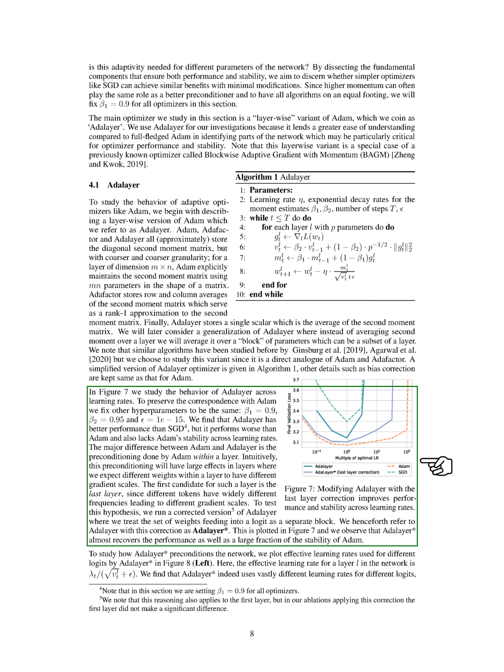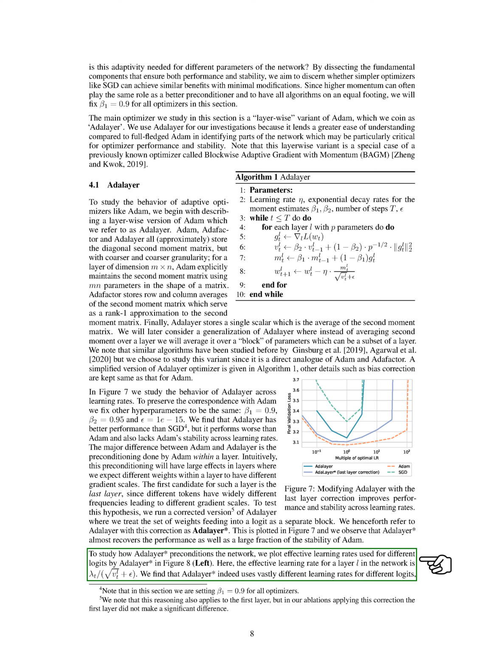To test the impact of this preconditioning, we introduce a corrected version of Adalayer, denoted as Adalayer*. This corrected version focuses on treating the weights feeding into a logit as a separate block. Our experiments show that Adalayer* significantly improves performance and stability, almost matching Adam's performance. By analyzing the effective learning rates used by Adalayer* for different logits, we confirm that adapting the learning rates for different weights separately is crucial for enhancing performance and stability.